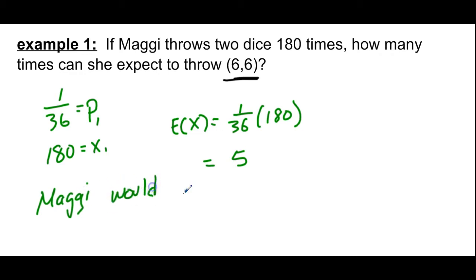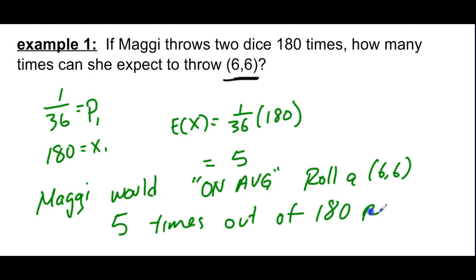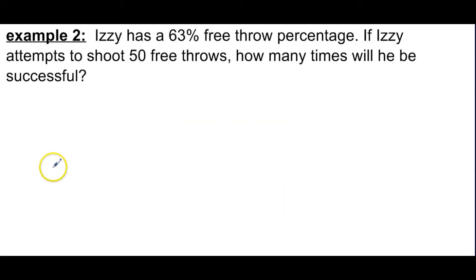So what that means is that Maggie would, on average, roll a 6 and a 6, 5 times out of 180 rolls. Alright, very basic example, but that "on average" is very important. She can only roll about 6 sixes out of 180.